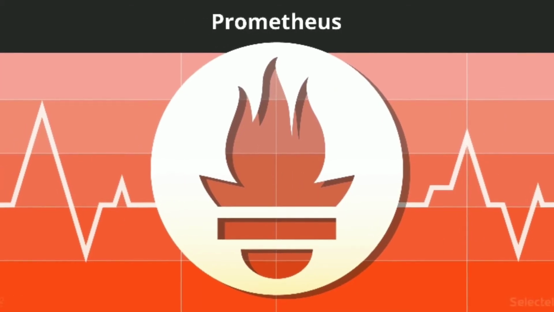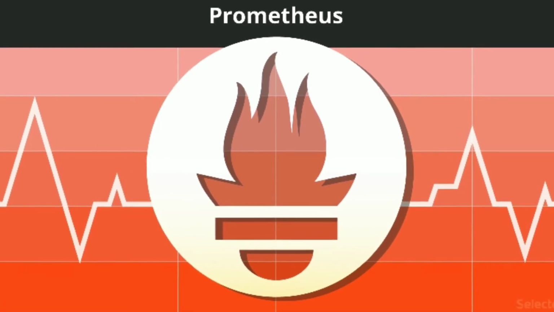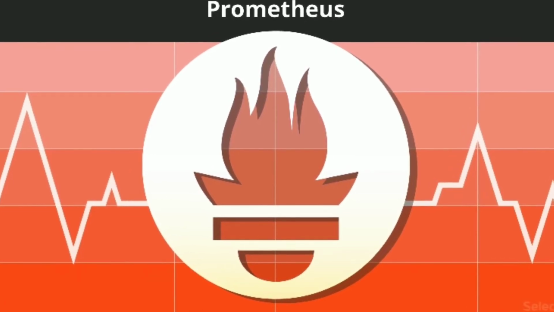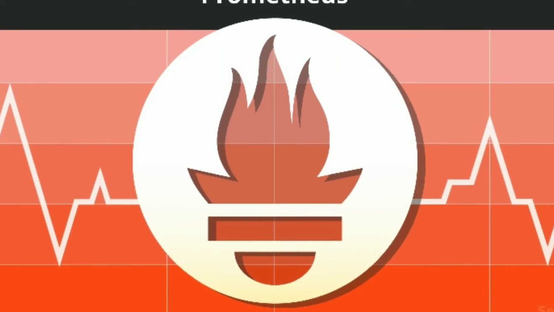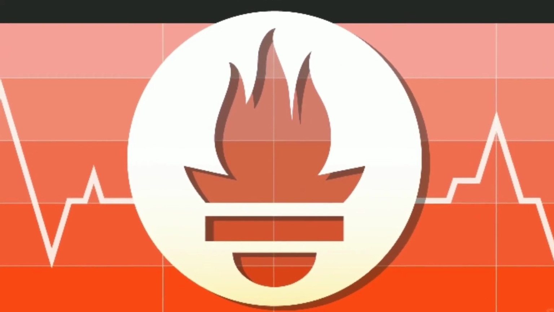Prometheus is an open source monitoring and alerting toolkit originally built at SoundCloud. Since it was introduced in 2012, many companies and organizations have adopted Prometheus, and the project has a very active developer and user community.